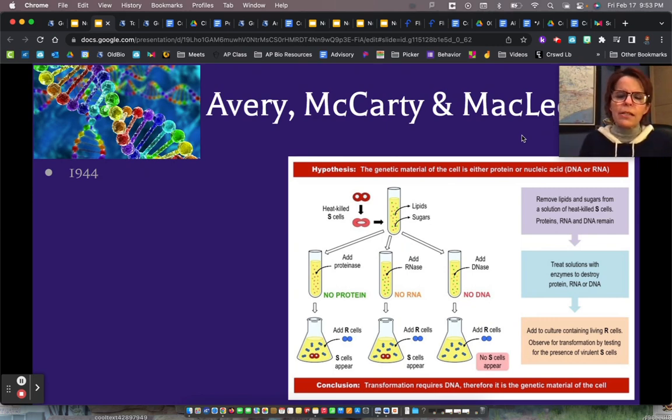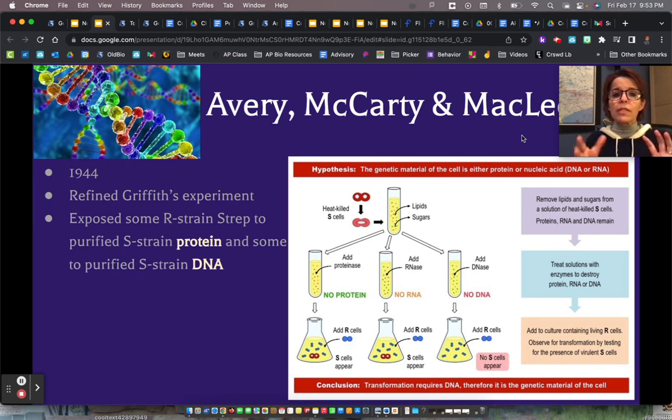So their experiment takes place in 1944, so we're about a decade and a half later. It says here, they refined Griffith's experiment. So they're using the S and the R strain still. If you take a look at this diagram, I don't need you to go into a ton of detail, but they heat kill the S cells, and then they treat the S cells with different enzymes that get rid of different parts of what's in the bacteria. So in this example, they treat the dead S cells with something called proteinase, and it destroys all the protein. So there's no protein whatsoever.